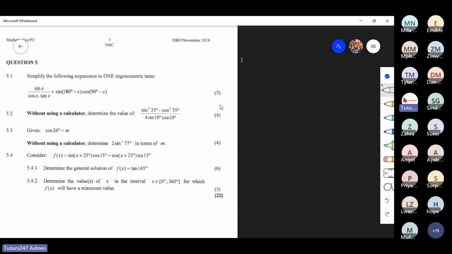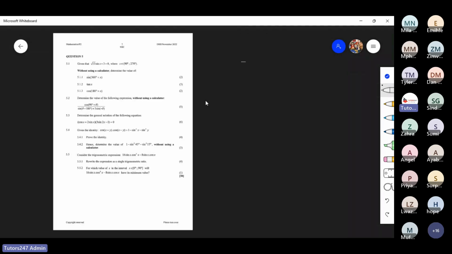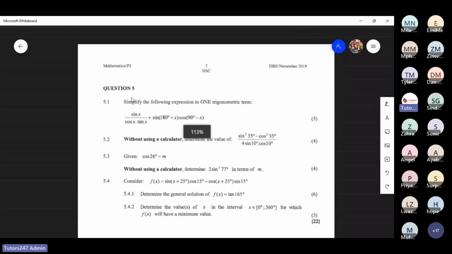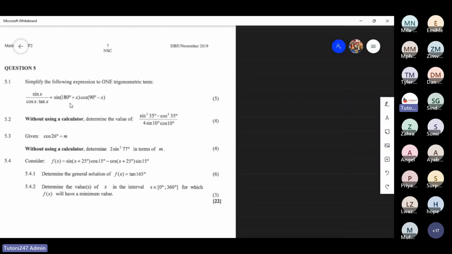Now, if we look at this, we can see that we have sine over cos. That's the first thing that should stand out to you. What does sine over cos usually mean? We know that is an identity. Now, hopefully at this point, you should have your identities memorized.